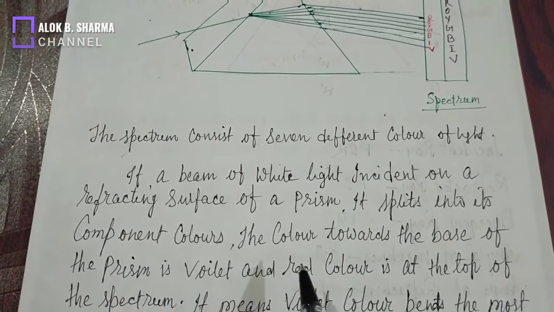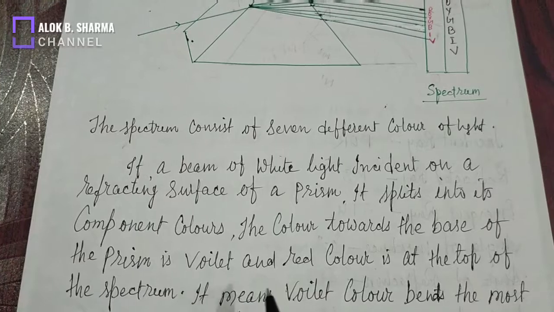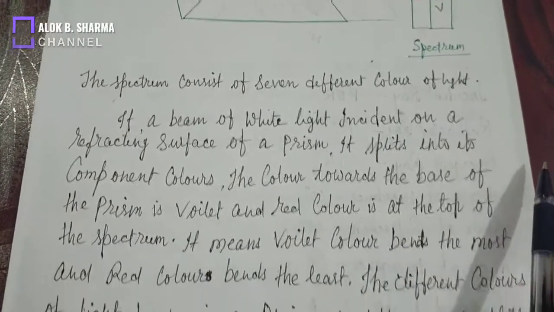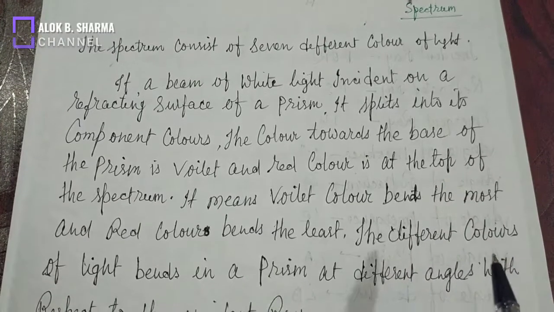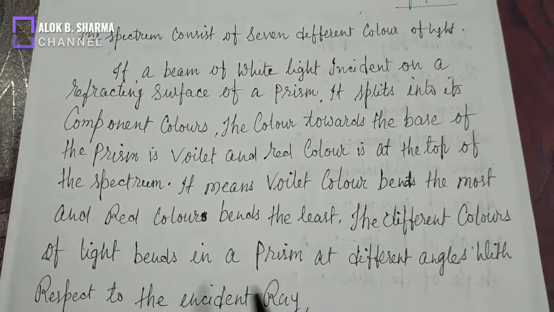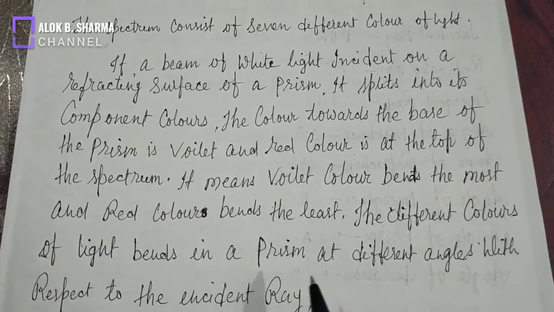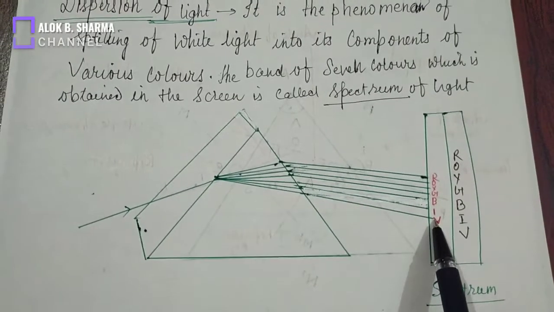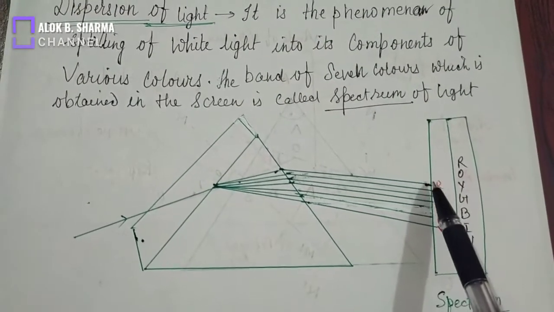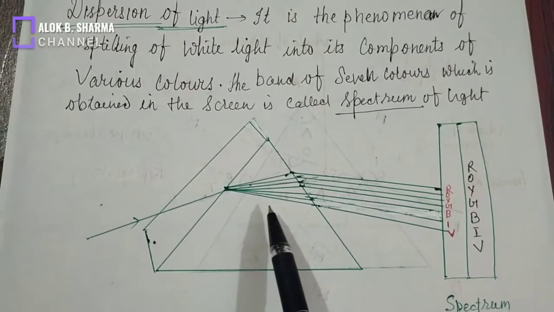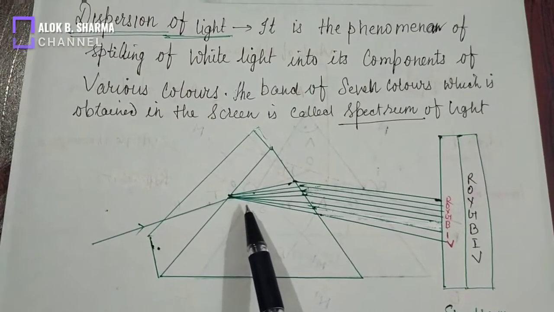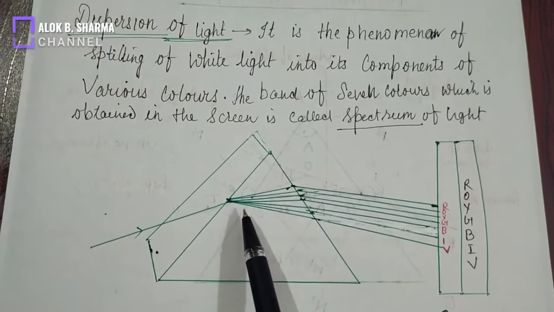The colors towards the base of the prism, violet, and red color is at the top of the spectrum. It means violet color bends the most and red color bends the least. The different colors of light bend at a prism at different angles with respect to the incident ray. So in this diagram we are seeing that violet color is bending the most and red color is bending the least, and different colors of the light bend with different angles with respect to the angle of incidence.